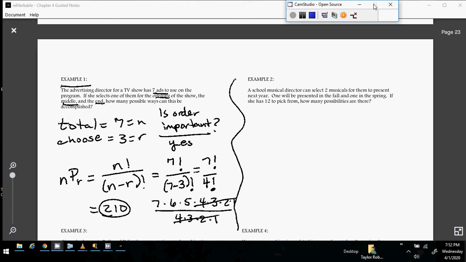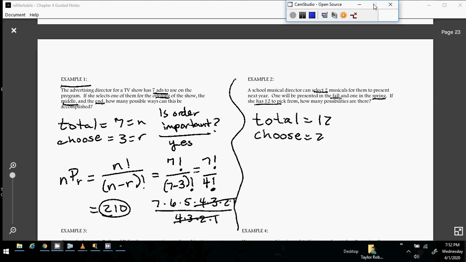Alright, so the next one, a school musical director can select 2 musicals for them to present next year. One will be presented in the fall, one in the spring. If she has 12 to pick from, how many possibilities are there? So her total is 12. And she can choose 2. Is order important? Well, it says fall and spring.